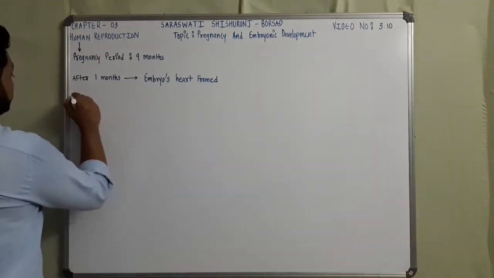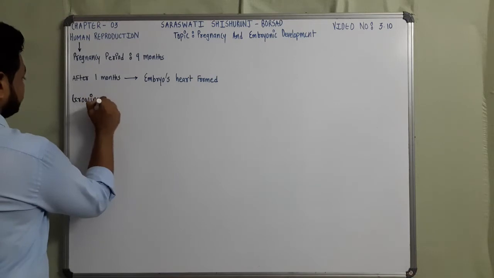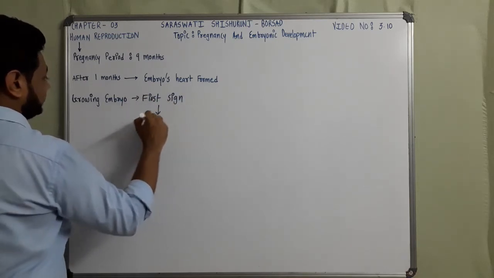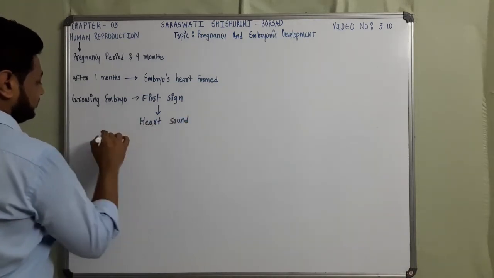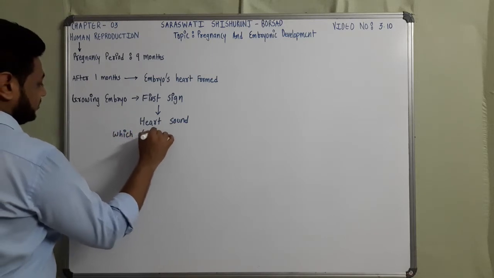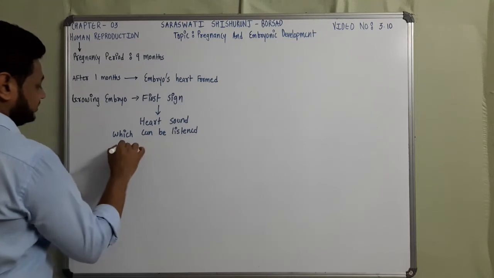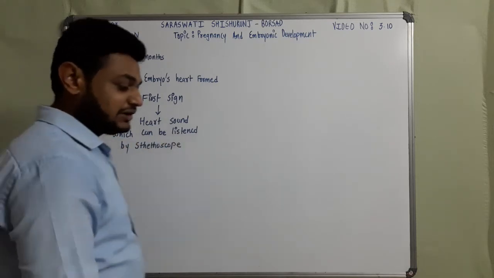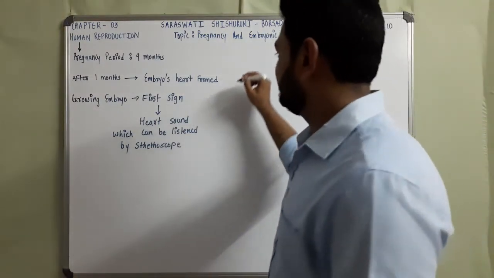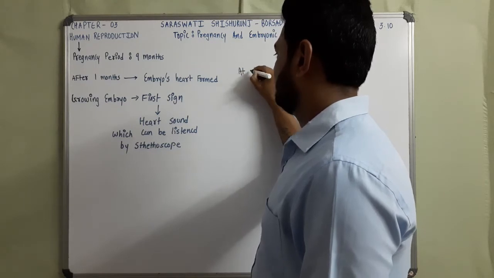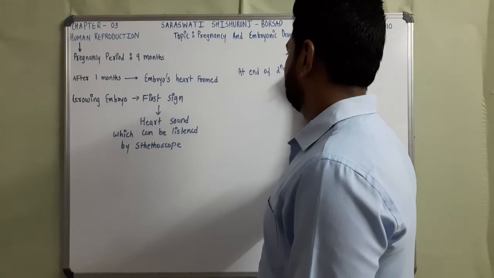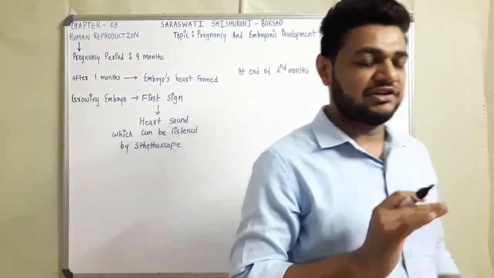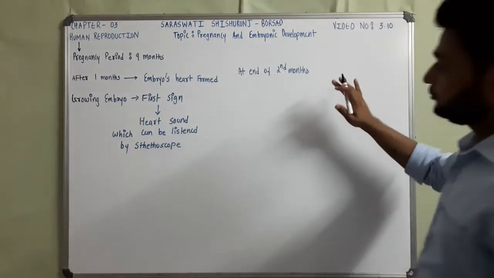So the growing embryo's first sign is the heart sound, which can be listened to by stethoscope. Now as time passes, at the end of the second month, approximately 8 weeks, the first trimester is going on. The first 3 months are referred to as the first trimester, then the next 3 months are the second, and the third 3 months are the third trimester. So this is the case of the first trimester.